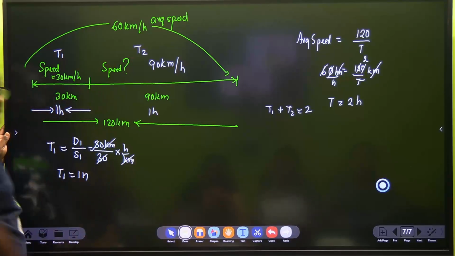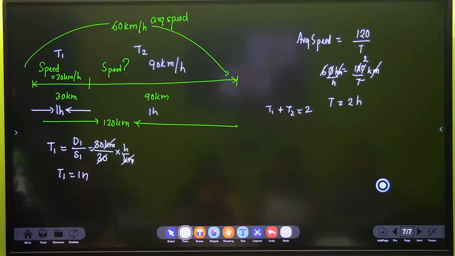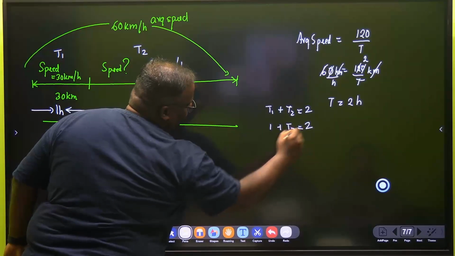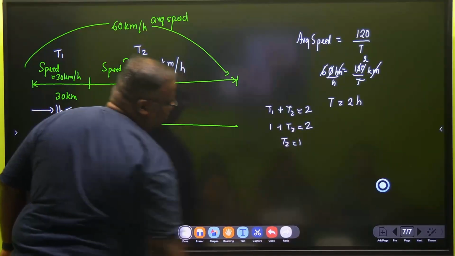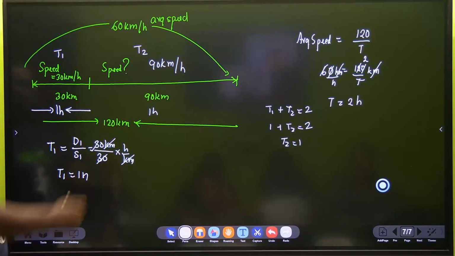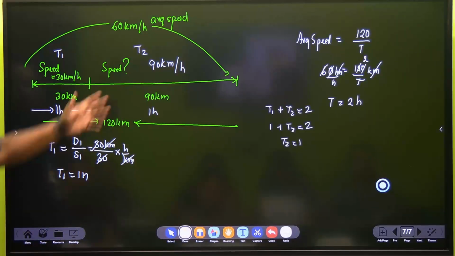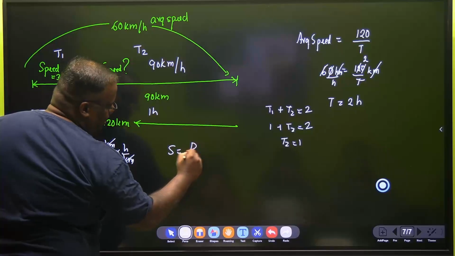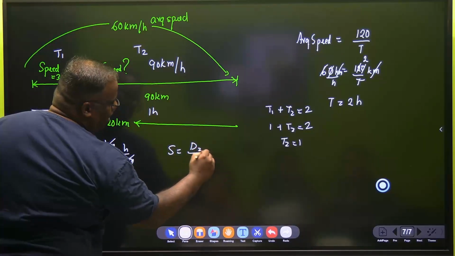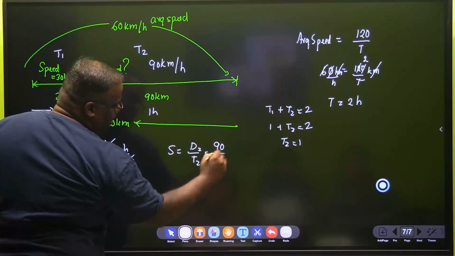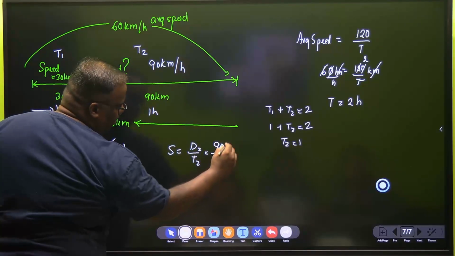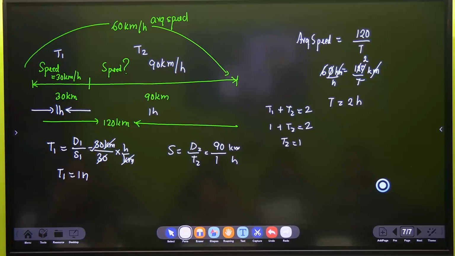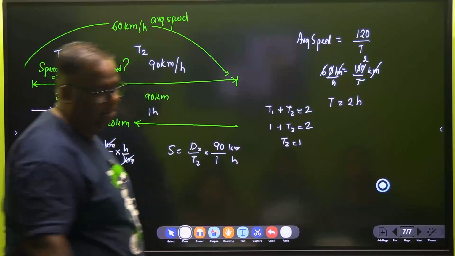1 hour. Agreed? If T1 is 1 hour, then what is the value of T2? 1 hour. So we have got this as 1 hour. Now we need speed. So what is the formula for speed? Distance upon time. How much is the distance? How much is the time? Did you understand? Very good.